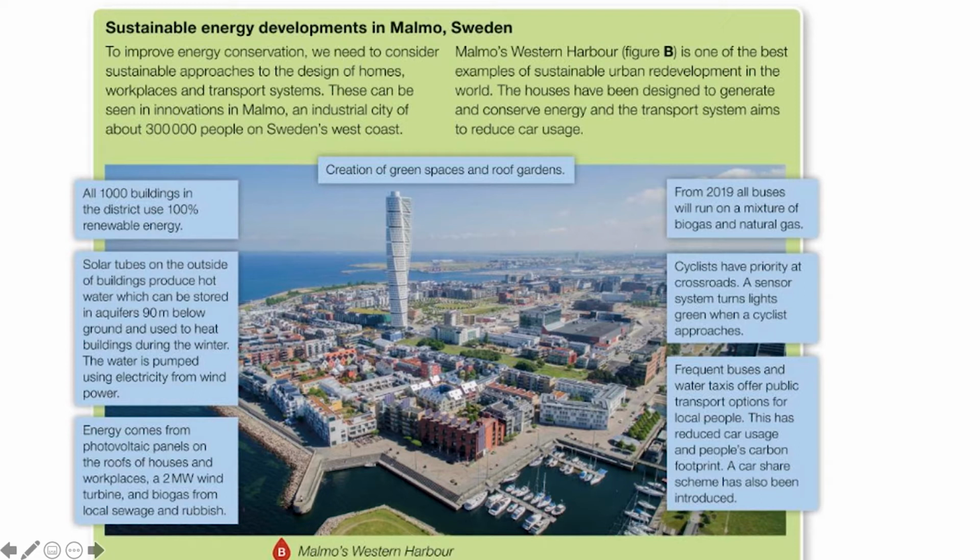If we work our way through the diagram, first of all they talk about the creation of green spaces and roof gardens. Then it talks about from 2019, all buses will run on a mixture of biogas and natural gas. Cyclists in the region have priority at crossroads. A sensor system turns lights green when a cyclist approaches. There are frequent buses and water taxis to offer public transport options for the local people, which has reduced car usage and people's carbon footprint. A car share scheme has also been introduced.